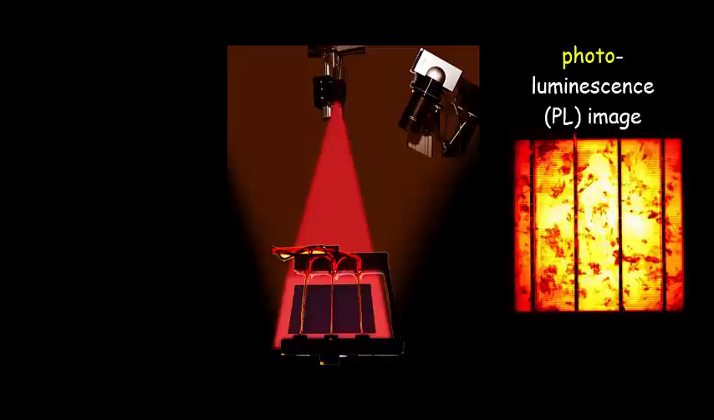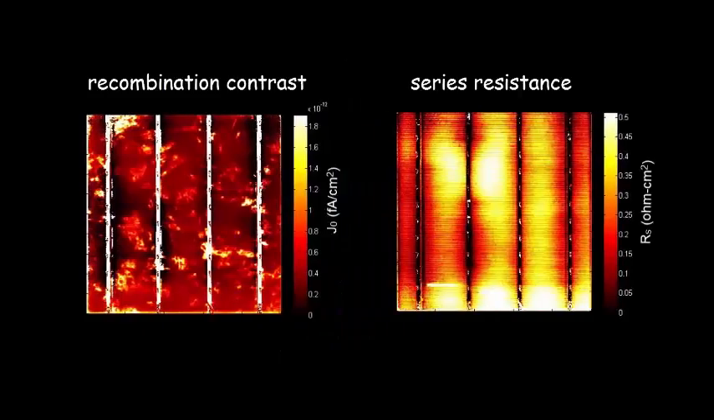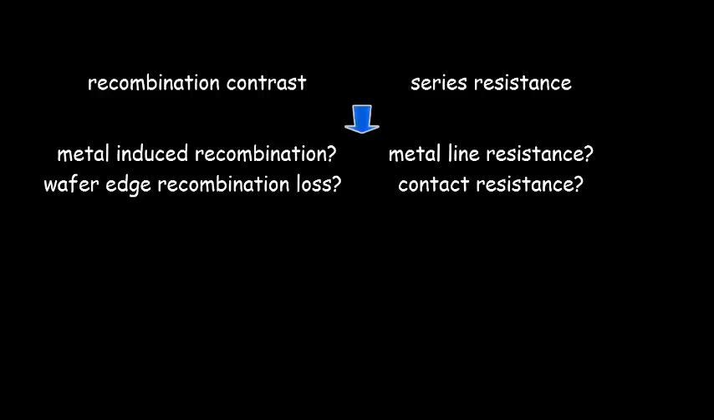We may also inject excess carriers by illuminating it with the laser. This is called photoluminescence. Now, there are many published methods to analyze these images by separating out the contrast in recombination and series resistance. But these contrast images are still a few steps removed from enabling the user to make key decisions. For example, we would like to trace the contrast images to process-related parts, breaking down the series resistance into metal line resistance, contact resistance, and so on.